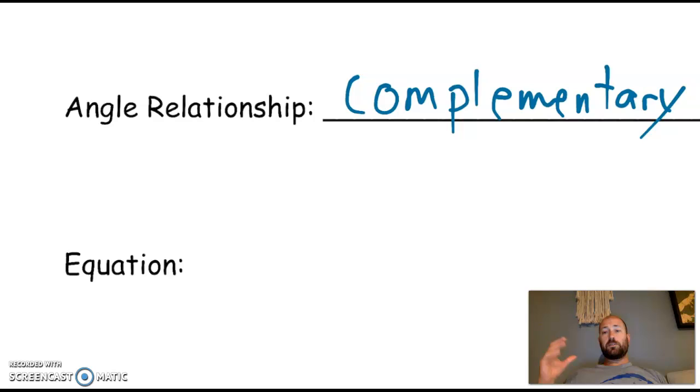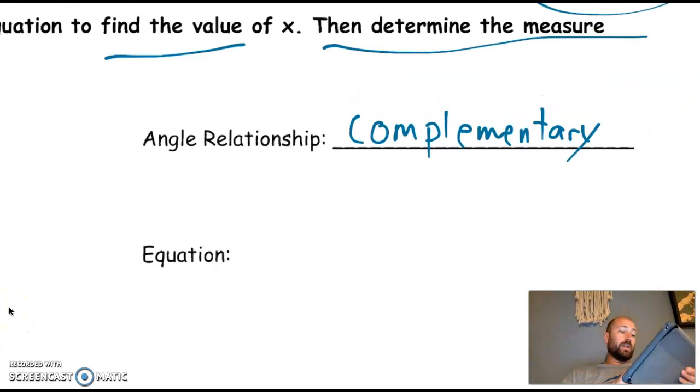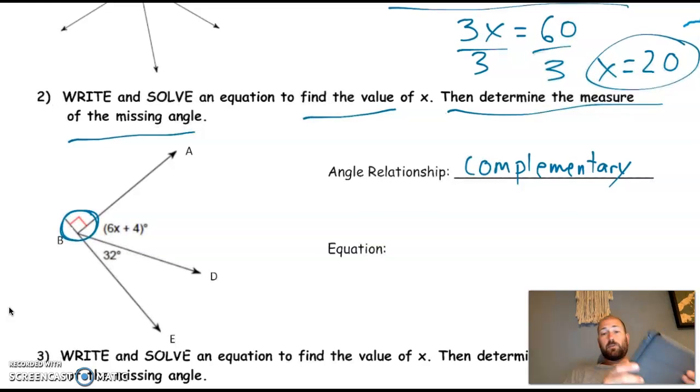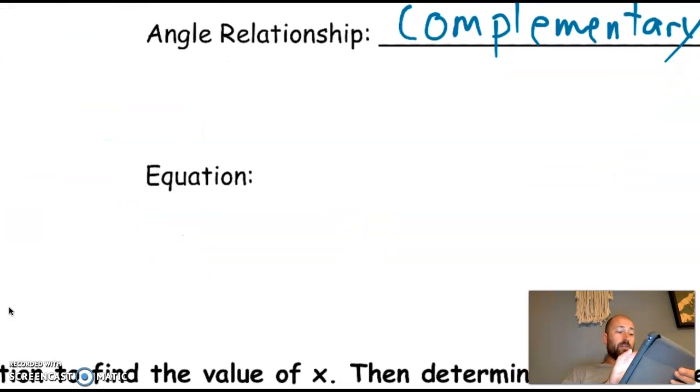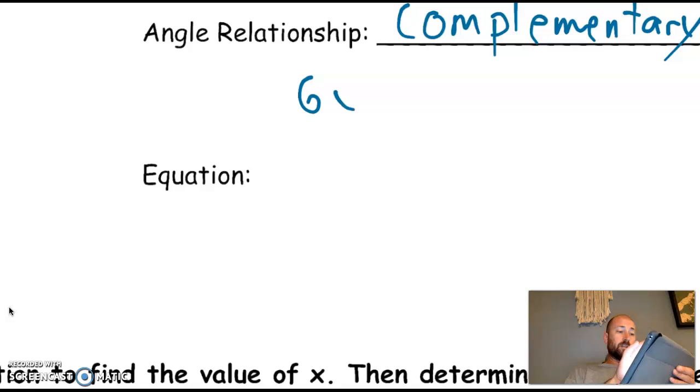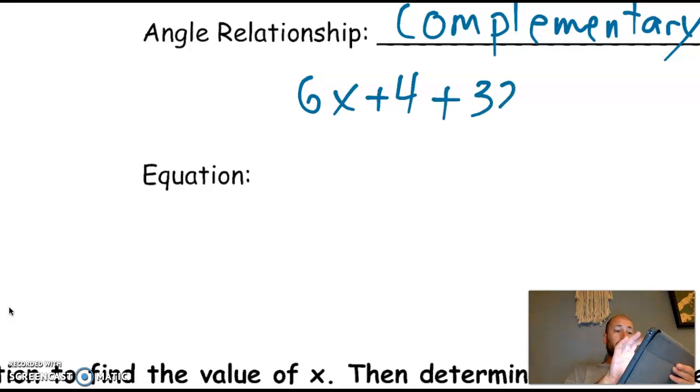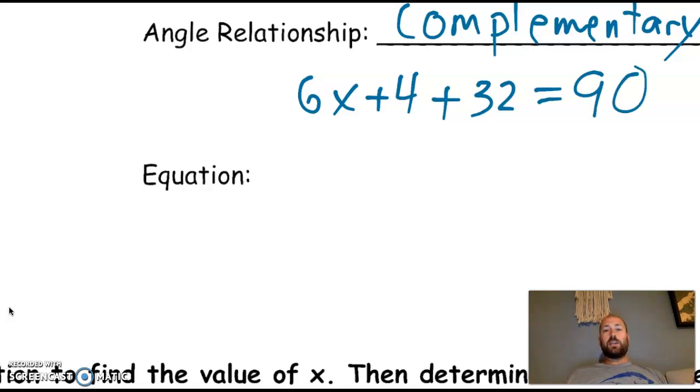Okay, complementary means if I add those 2 angles together, their sum is equal to 90 degrees. Well, that's exactly how my equation is going to look. I'm going to add those 2 together. 6x plus 4 is the first angle, plus 32 is the second angle. Sum, when I add them together, they are equal to 90 degrees. All right? Combine like terms.